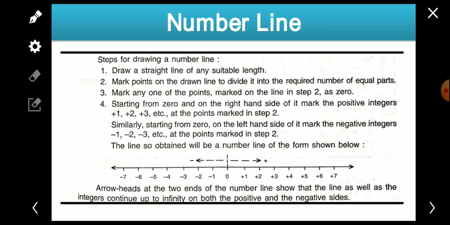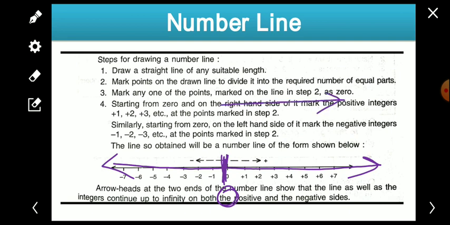The first step, what will you do? We will draw a straight line, and after that we'll point anywhere and label this point 0. At first we will represent 0. On the right side of 0 we will put 1, 2, 3, 4, or plus 1, plus 2, plus 3, plus 4 also we can say. Positive numbers we will write on the right side, as you can see it has already been written.